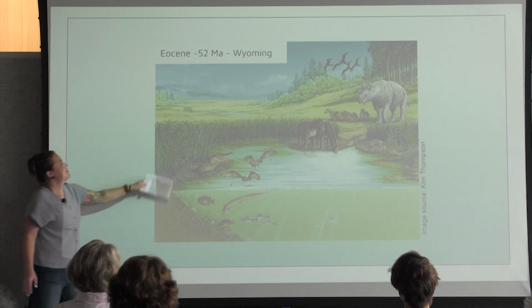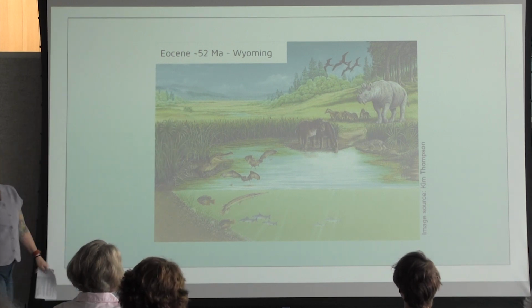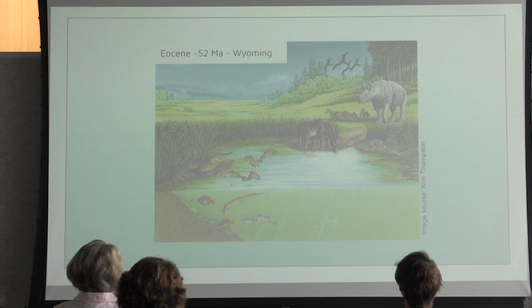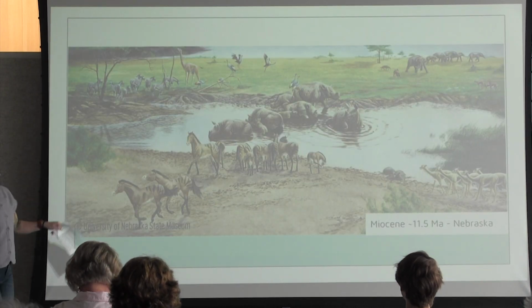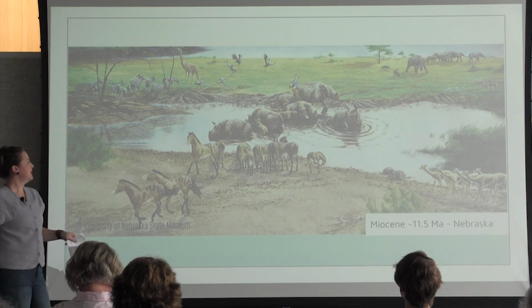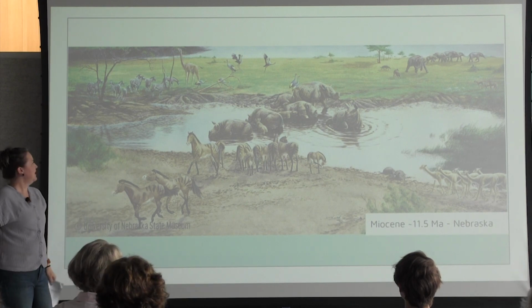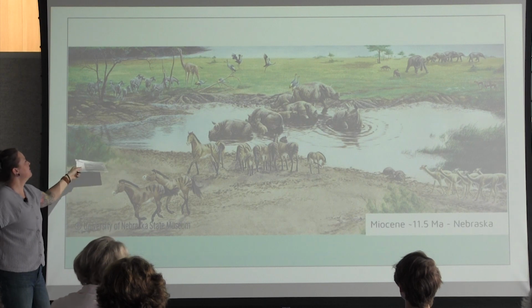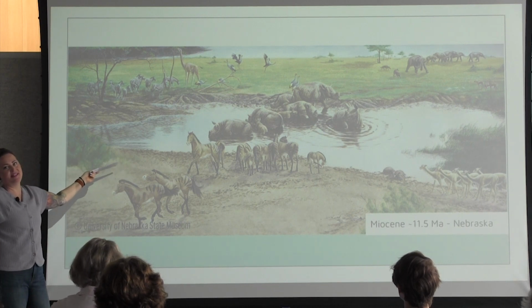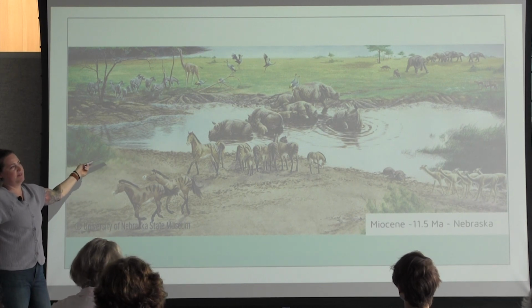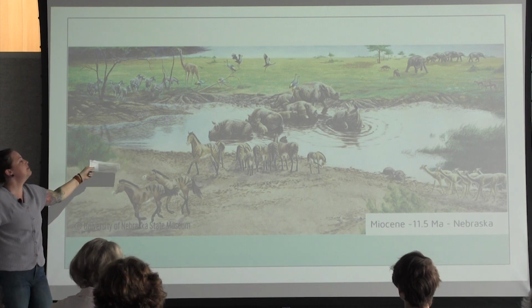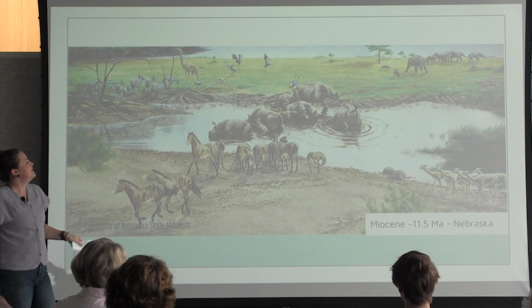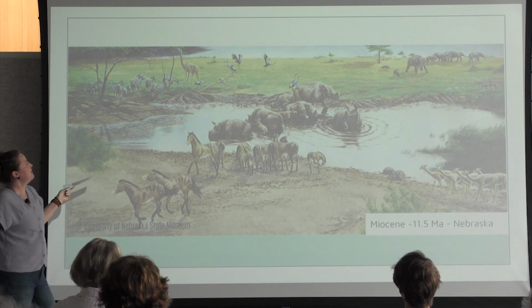So it's swampy, it's wet, there's trees, you can see forests. But by the time we get to the Miocene, this is about 11.5 million years ago in Nebraska. It's totally different, right? I mean, we've got a little watering hole, but I'll tell you right now, this is like an oasis. There's no water coming in or out. This is a little pond that fills up and then dries out. So it's an ephemeral pond. This is ashfall fossil beds too, by the way.